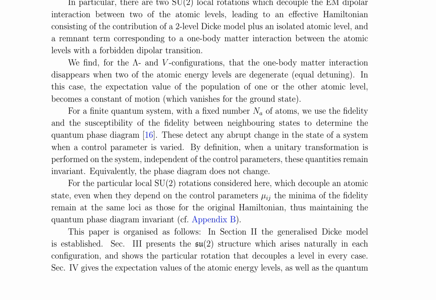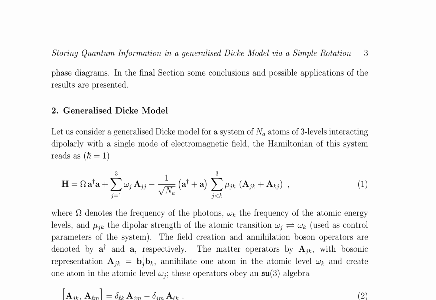The paper is organized into sections establishing the generalized Dicke model, presenting the SU structure, and providing expectation values of atomic energy levels. In the generalized Dicke model, a system of Na atoms interacts dipolarly with a single mode of electromagnetic field, governed by a Hamiltonian that depends on control parameters such as photon frequency, atomic energy levels, and dipolar strengths. The field and matter operators, obeying the SU algebra, are defined, with the field mode frequency set to match the atomic energy level separation.